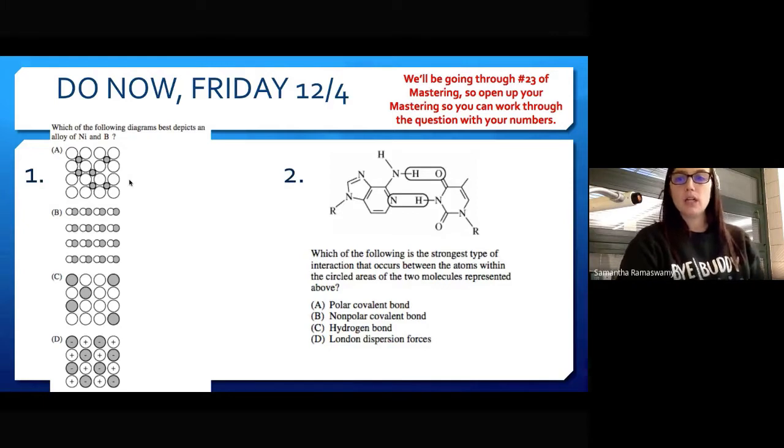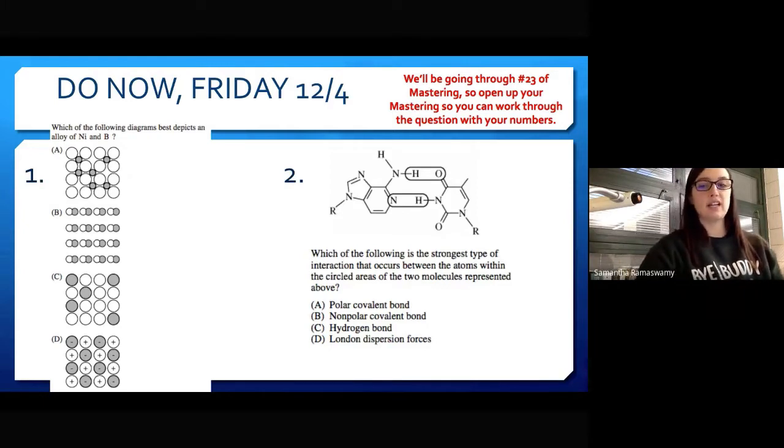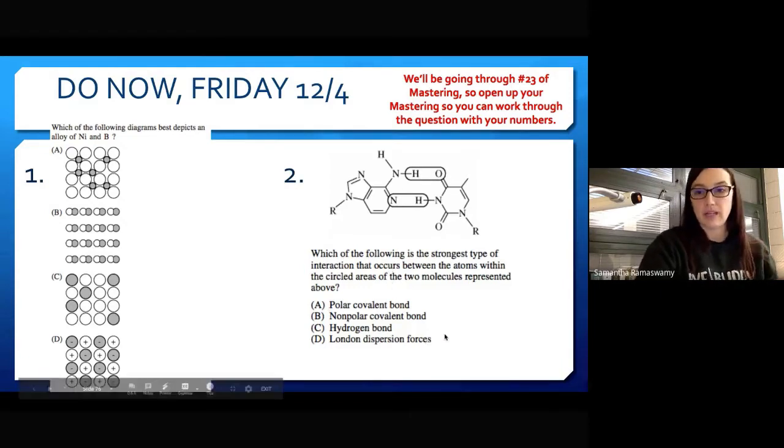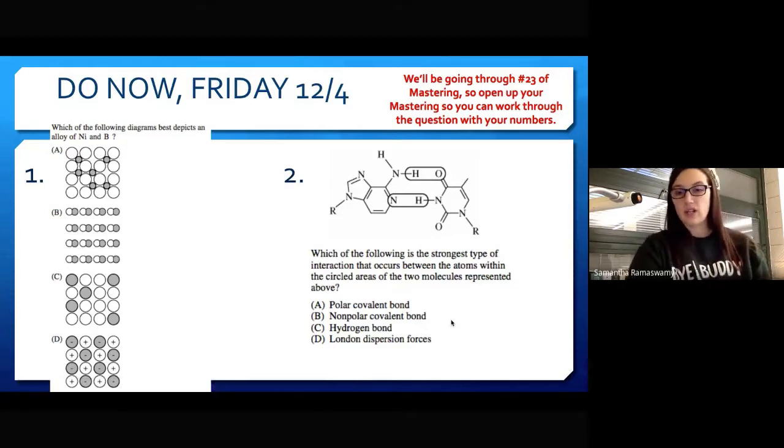Number two, which of the following is the strongest type of interaction that occurs between the atoms within the circled areas of the two molecules represented above? We're looking at the interaction between this hydrogen and this oxygen, and this hydrogen and this nitrogen. Notice that there is no bond in between. There's no single line or double line for it to be a bond. So A and B, we can cancel out.